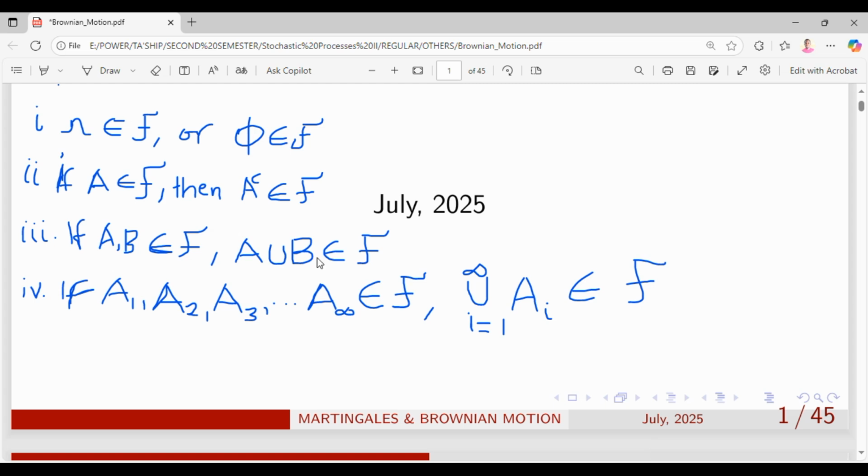These three conditions form that of an algebra, but for a sigma algebra it needs to satisfy a fourth condition: if A1, A2, A3, all the way to infinity belong to the algebra, like a partition, then the union of all these disjoint subsets should also be a member of the algebra, which makes it a sigma algebra.